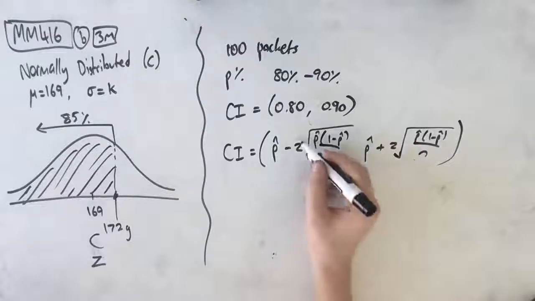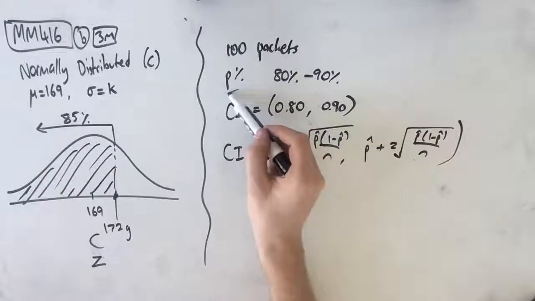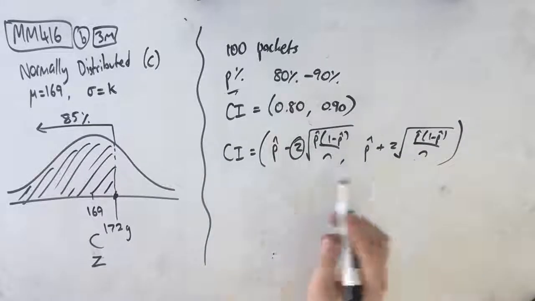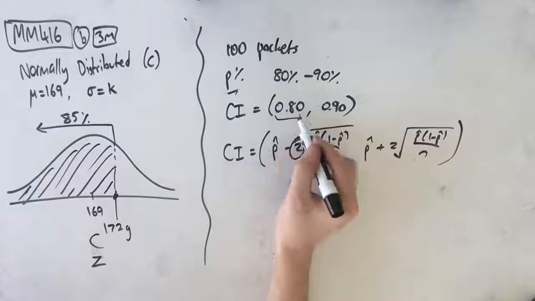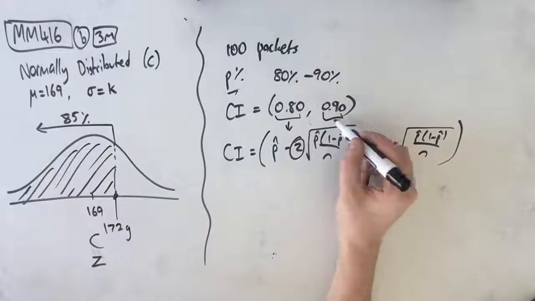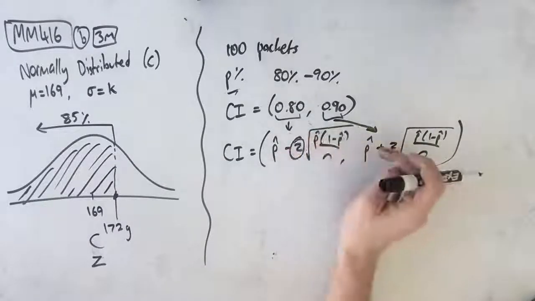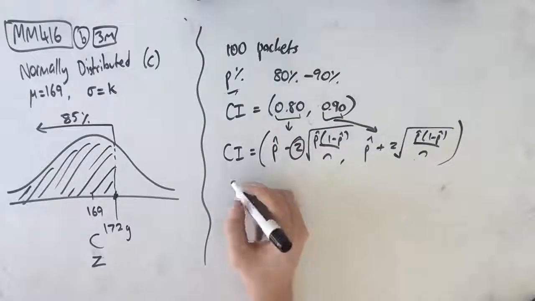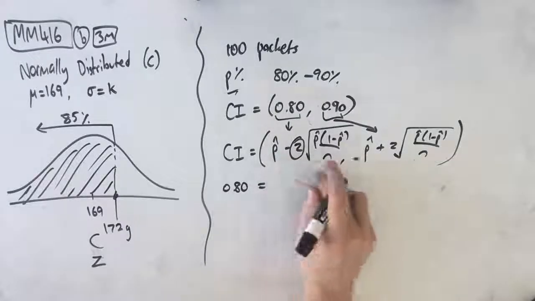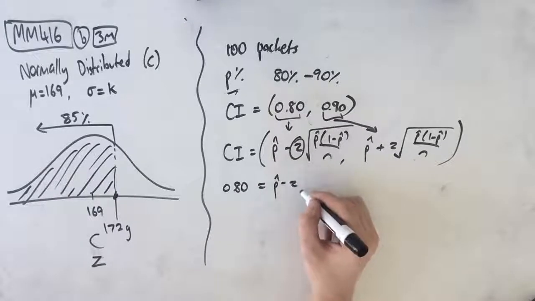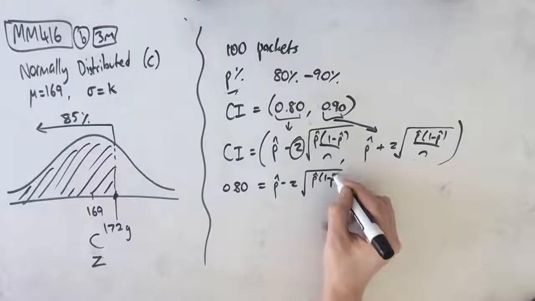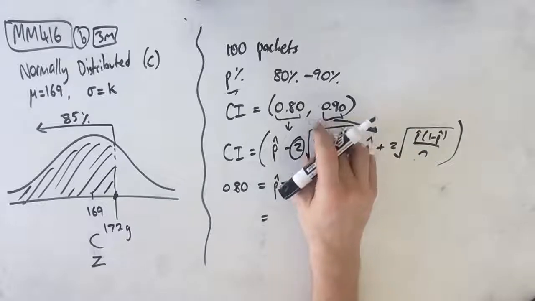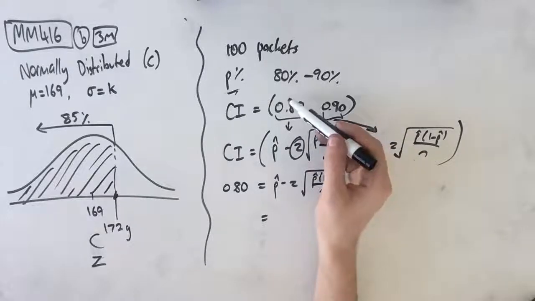Awesome. Now, this Z value is what determines our percentage of certainty, okay? So we need to find this Z value in order to work that out. So this 0.80 corresponds to this section here, and this 0.90 corresponds to this section here, because that's our lower and our upper, which means that we can say one of these is equal to the other. So 0.80 is equal to this lower bound, which is P hat minus Z times root P hat (1 minus P hat) over N. Now, our P hat is always halfway between our confidence interval, so halfway between the lower and the upper.